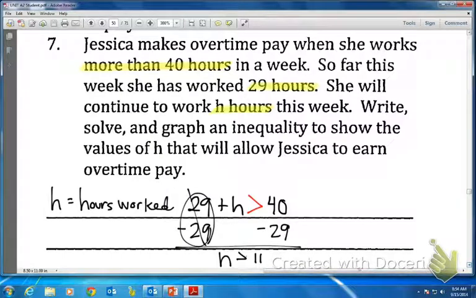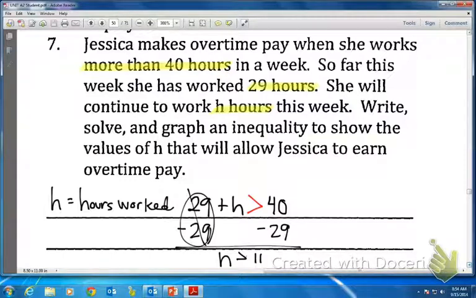Let's see if that makes sense. 29 plus 11 is 40. So if she worked 40 hours, she would be good. If she worked more than 40 hours, she would be in overtime. So more than 11 hours would be overtime. That's perfect. So we wrote it, we solved it, now we have to graph it, the last step.